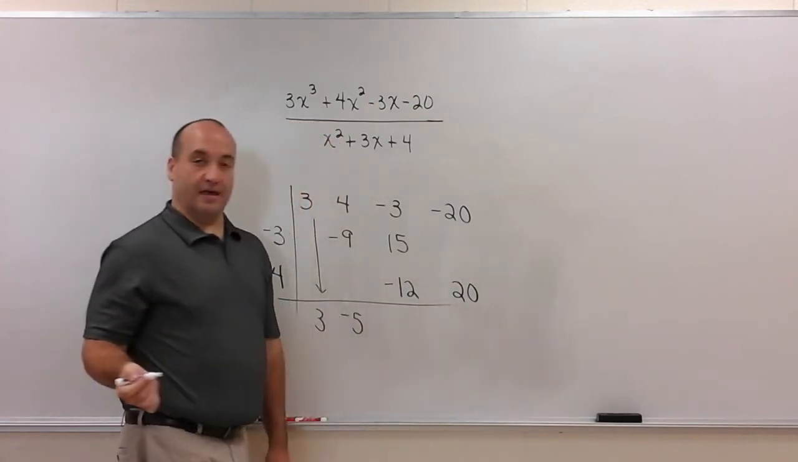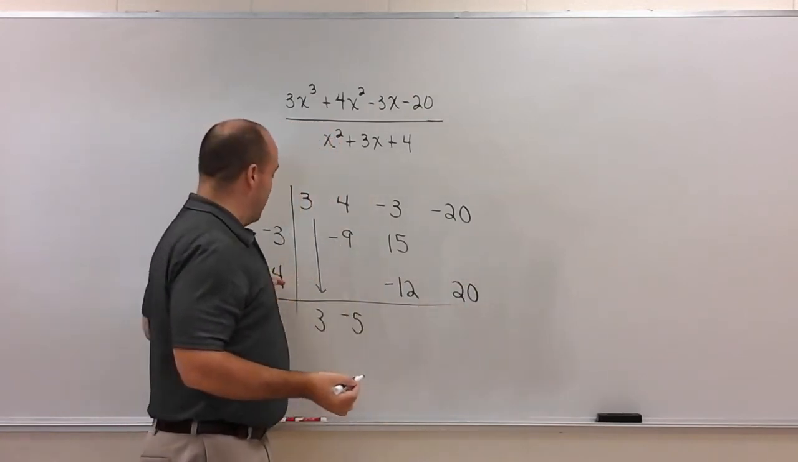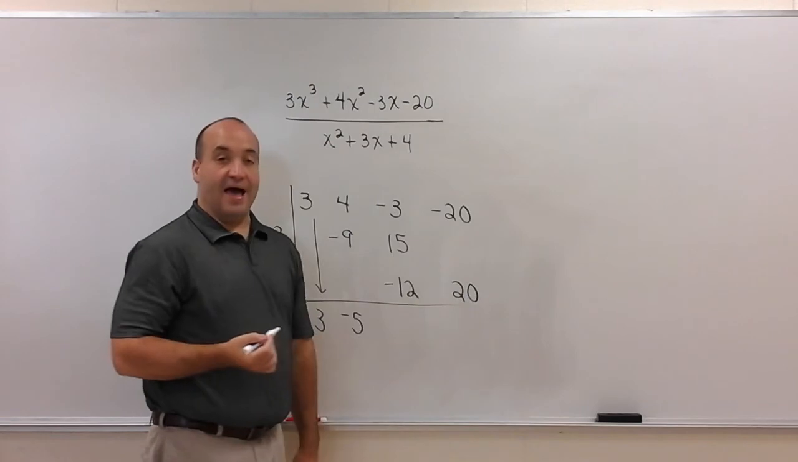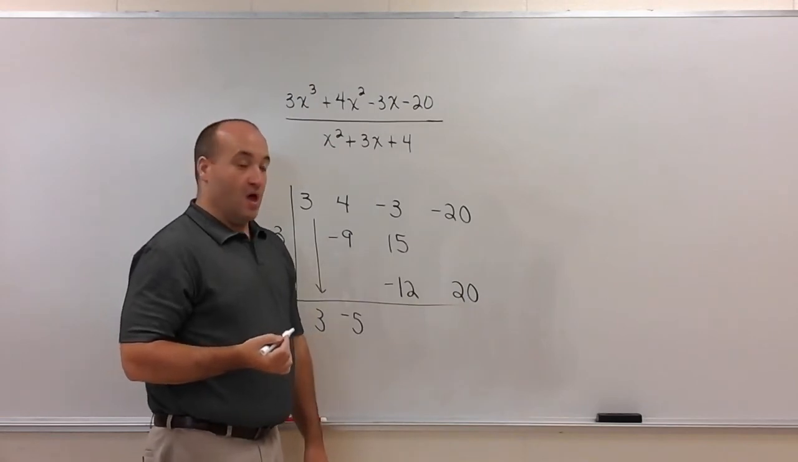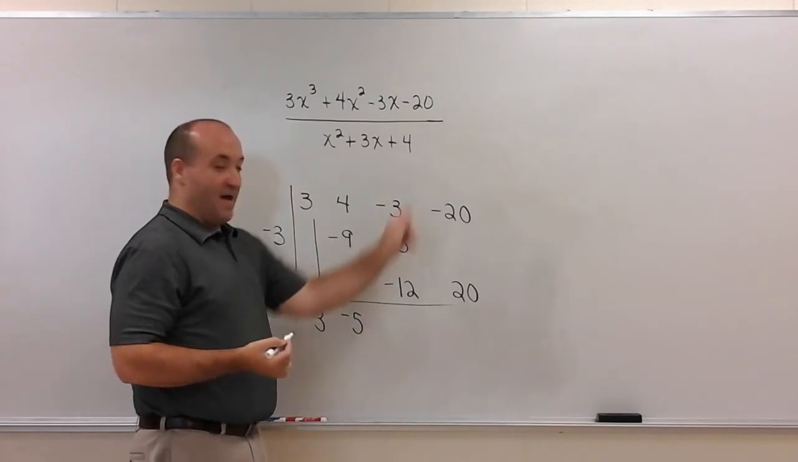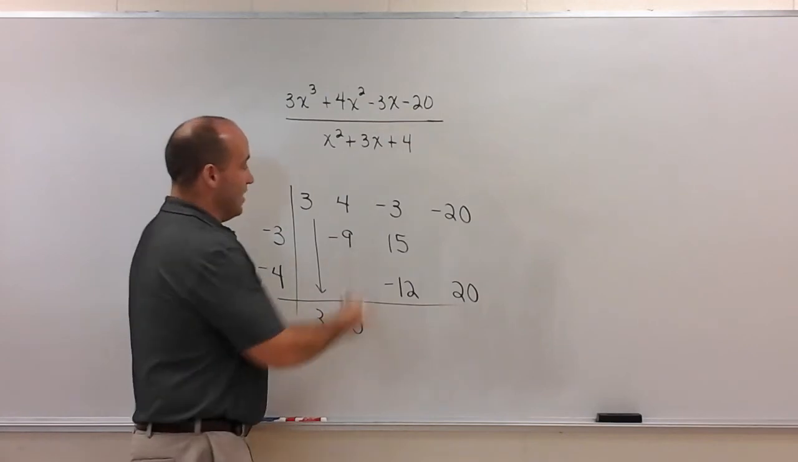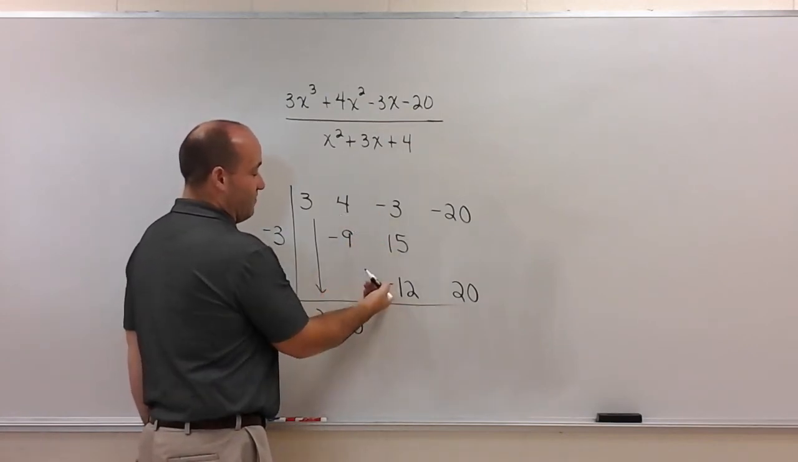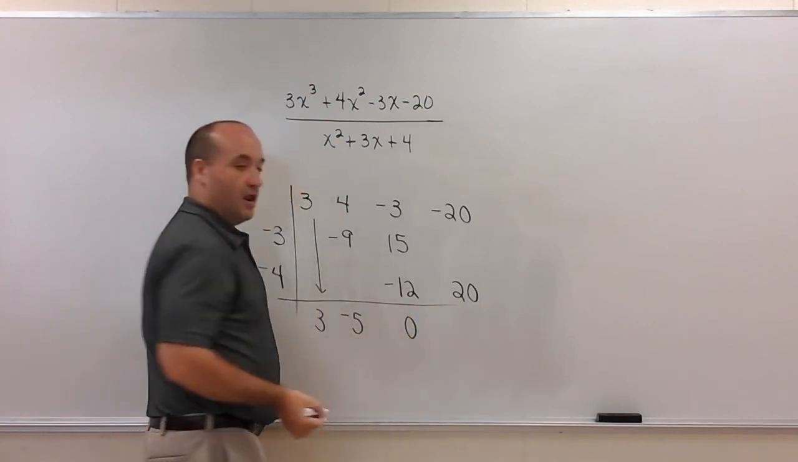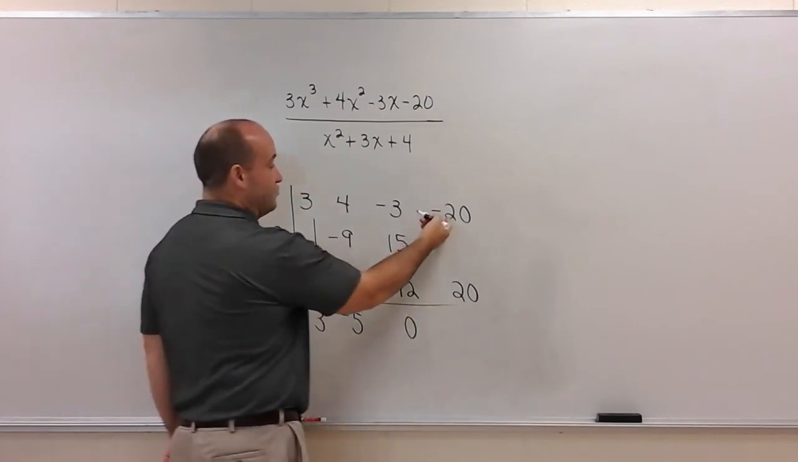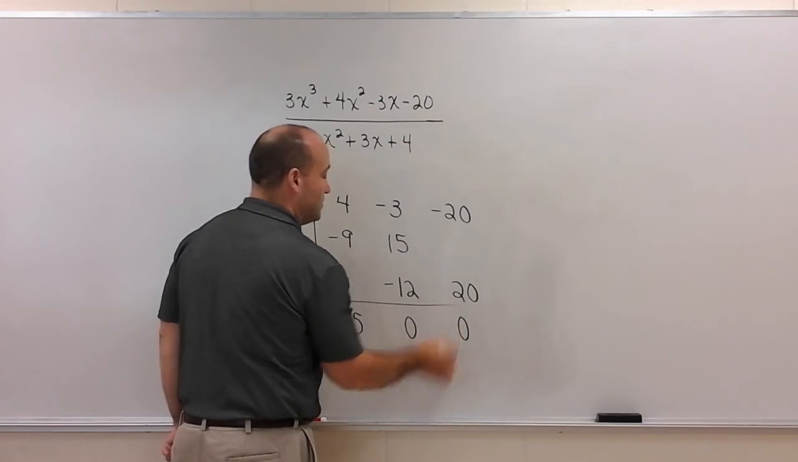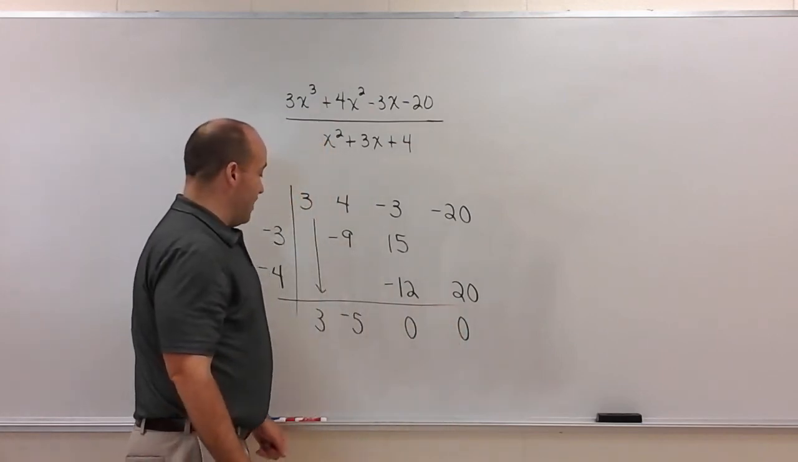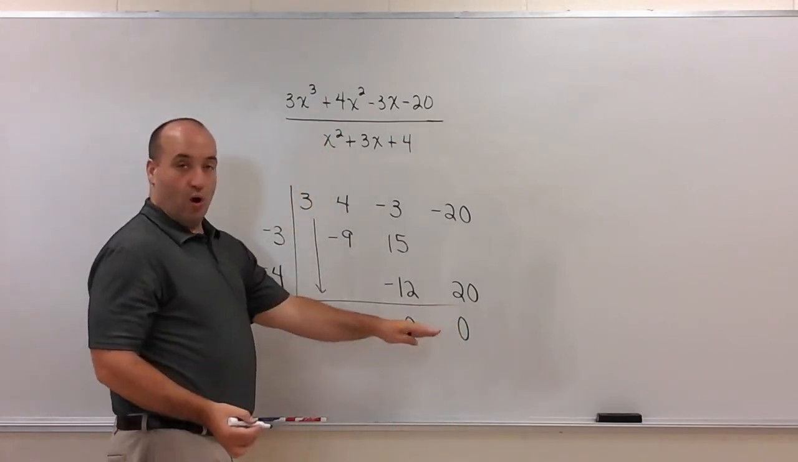Now here's a good thing. Once I fill in the last row, last column position, I am done with this problem. All I need to do is finish adding my columns together. So, negative 3 plus 15, that would be 12. And then 12 minus 12 gives me 0 for that column. And then negative 20 plus 20 is also 0. So, we actually have our quotient now.